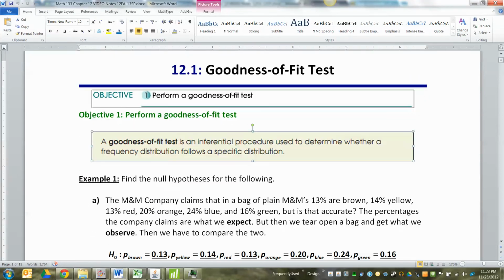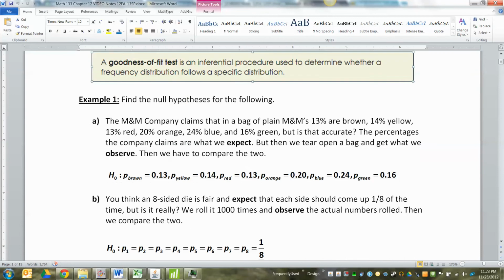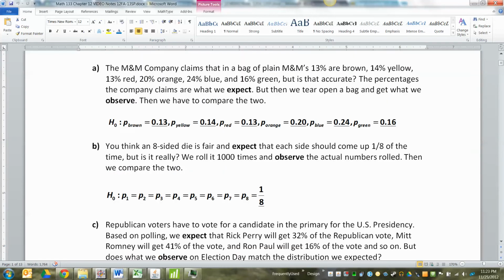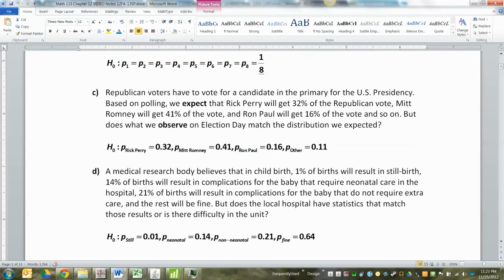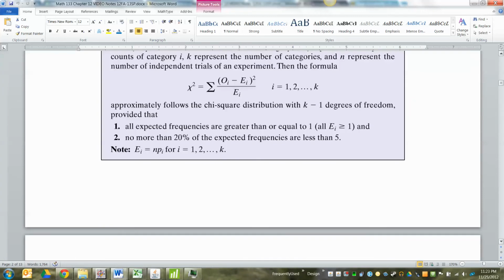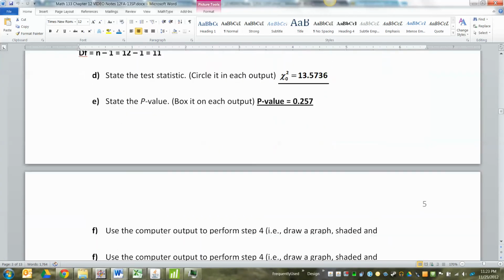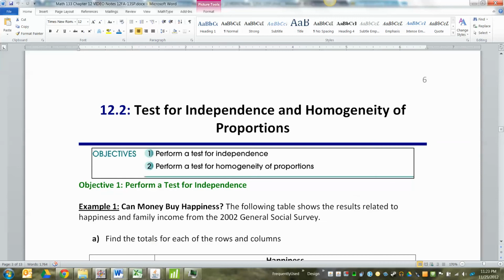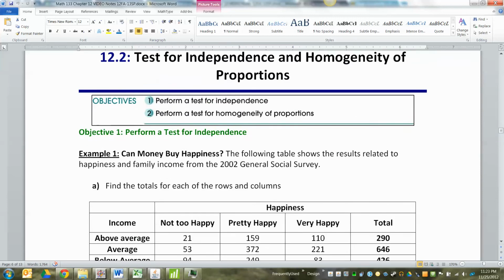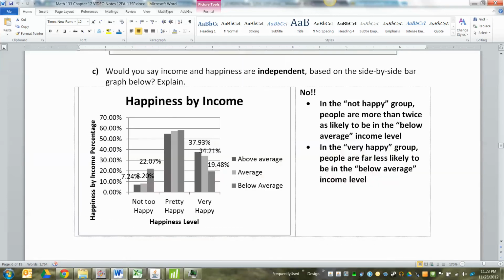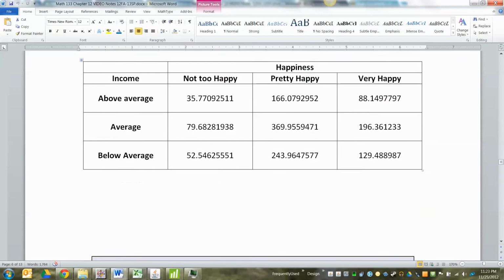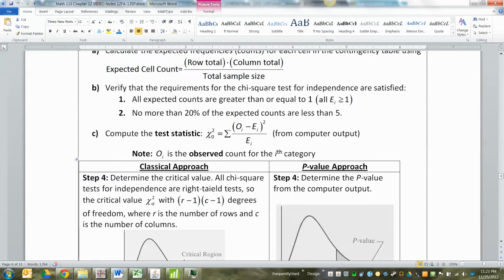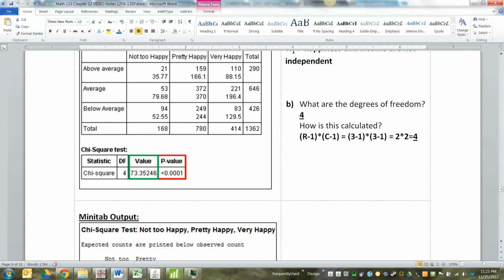In Chapter 12, we were concerned about goodness of fit, which is really about proportions, right? Are the proportions matching what you think they should? Are they matching what was assumed to be true? And then 12.2 was about proportions as well. It's saying, hey, are the proportions really independent? In other words, are the categories independent? Or are the proportions homogeneous? Are they similar across different categories?